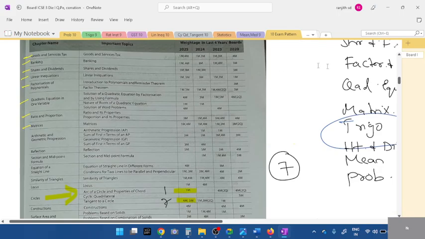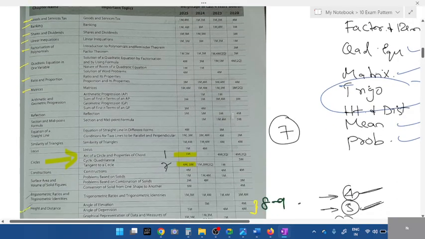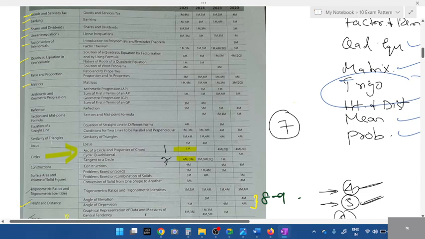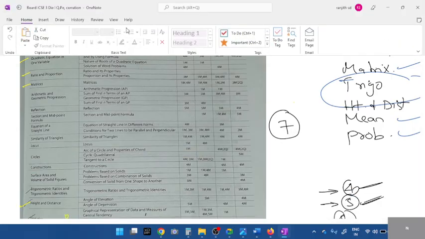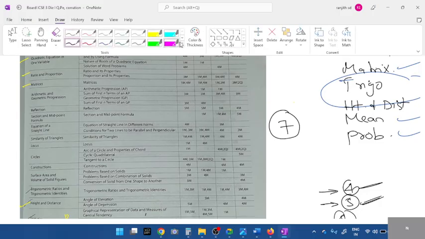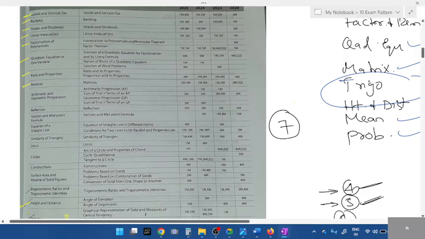Yeah, this is the weightage they have given. I'll share this later in the group. Heights and distance, how many marks, students? How many marks have they given to heights and distance, trigonometry? All of you will check and let me know. Heights and distance, how many marks? At the top, can you see the years given? 2023, 24, 25.